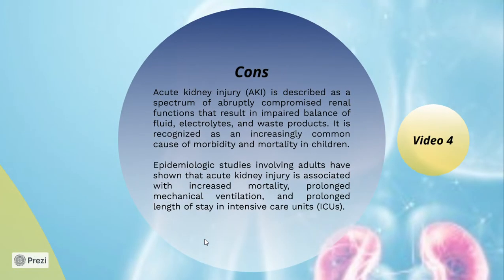Cons. Acute kidney injury (AKI) is described as a spectrum of abruptly compromised renal functions that result in impaired balance of fluid, electrolytes, and waste products. It is recognized as an increasingly common cause of morbidity and mortality in children. Epidemiologic studies involving adults have shown that acute kidney injury is associated with increased mortality, prolonged mechanical ventilation, and prolonged length of stay in intensive care units.